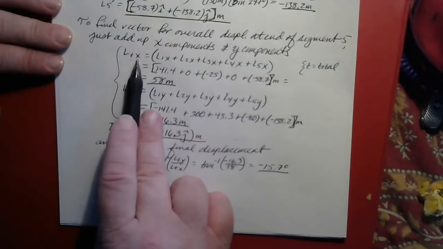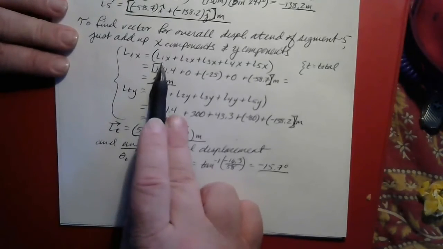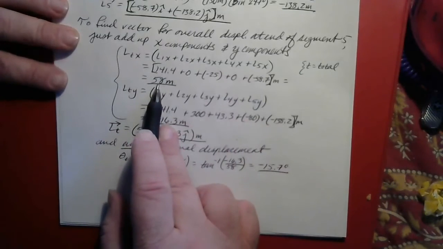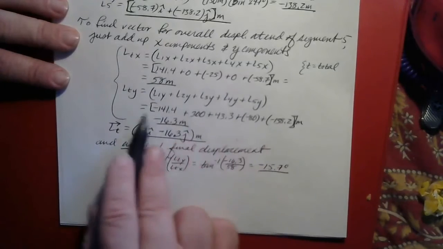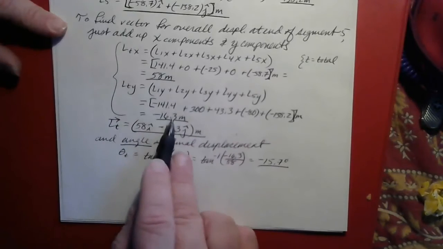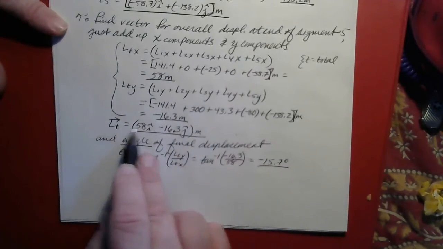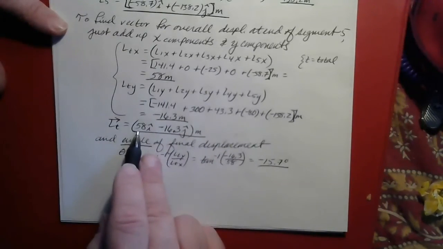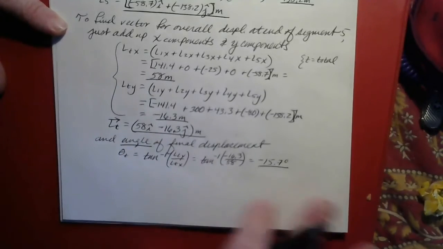But anyway, the x component for the total or final displacement would be just all of the x components added up. And that comes to 58 meters. The same for the y. Add up all the y components to get the y component for the overall final displacement vector. And that comes to negative 16.3 meters. And so your overall displacement vector for all 5 of those steps combined would be just 58i minus 16.3j meters.